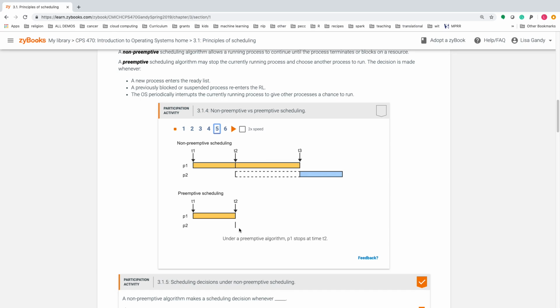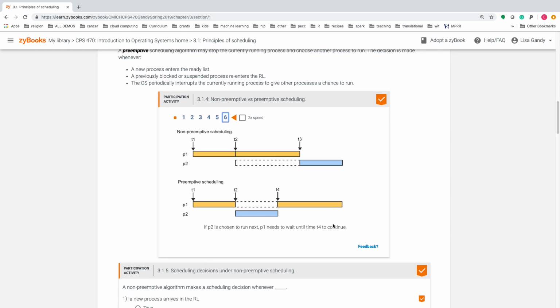T2 was the time that process 2 was ready. And if P2 is chosen to run, P1 will wait. It might not be chosen to run. We're going to look at different scheduling. But if it is, then P1 basically stops, P2 runs, and then P1 will finish. Questions about that? So pretty straightforward.